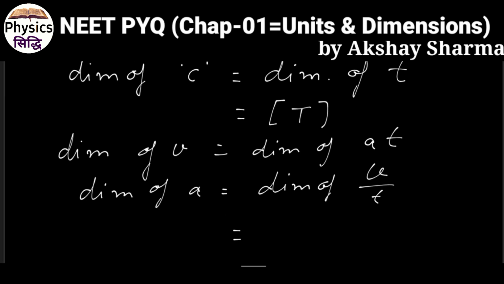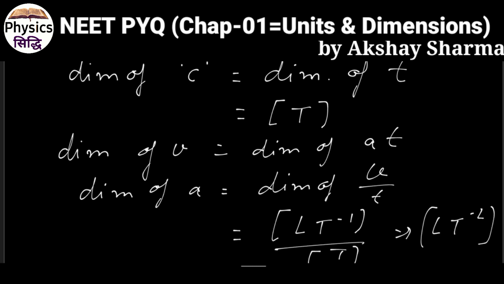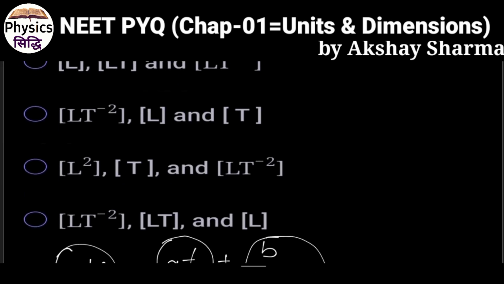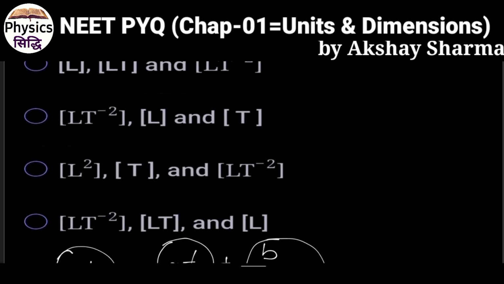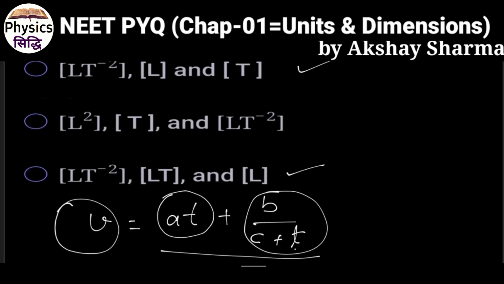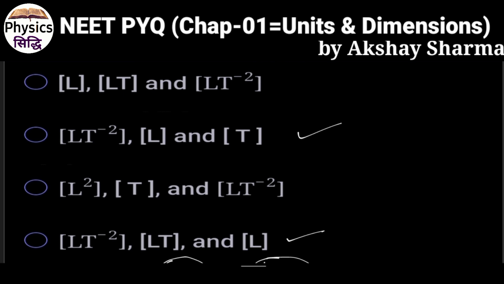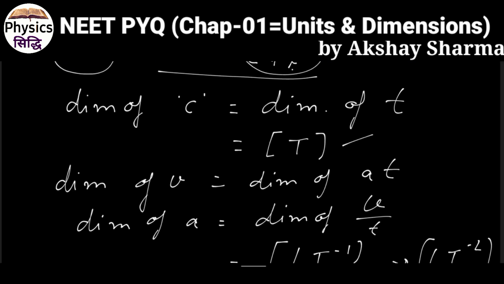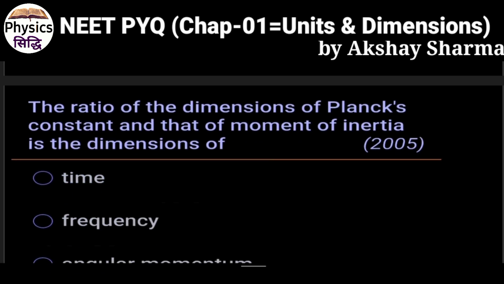It is quite simple. So B upon T means LT minus 1 upon T, so it becomes LT minus 2. The dimension of A becomes LT minus 2. So in our case, two options are given, option D and option B. The dimension of A becomes LT minus 2, but we have found that the dimension of C becomes T. It means option B is correct. No need to find the dimension of B, as we are going to approach from the options.